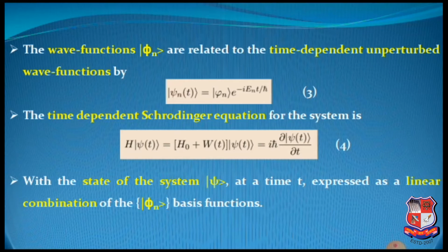The time dependent Schrodinger equation for the system is H psi t is equal to, according to equation number 1, H0 plus W(t), is equal to i h cut del psi by del t. With the state of the system wave function psi at a time t expressed as a linear combination of the phi n basis function. So now we will modify this particular term into the basis function.